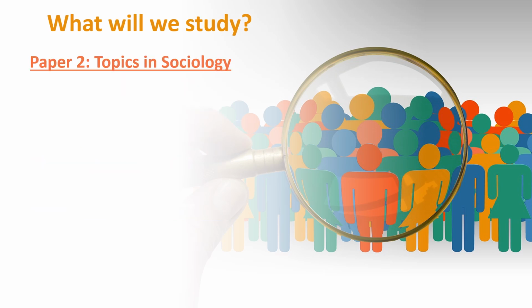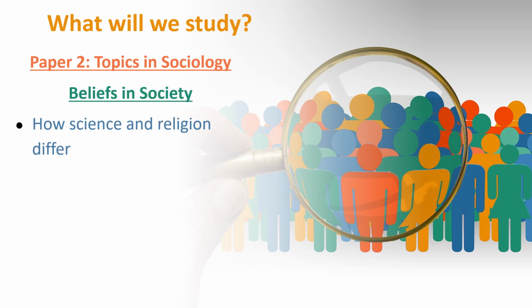Our second topic in the paper 2 is to do with beliefs in society. We look at how science and religion differ, how they affect society, how they cross-reference, how they coexist, how are they similar, how are they different, how do they compare. We look at why people are religious. What answers are people trying to find through religion? What value does religion bring to people's lives? How does religion help support a community of people?